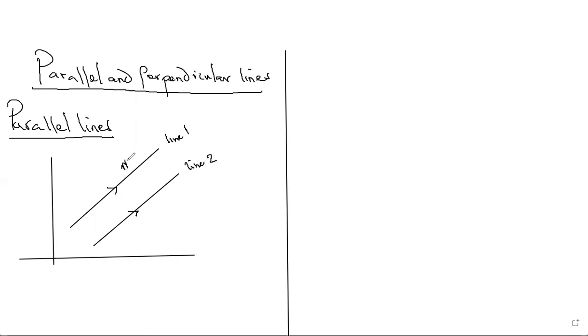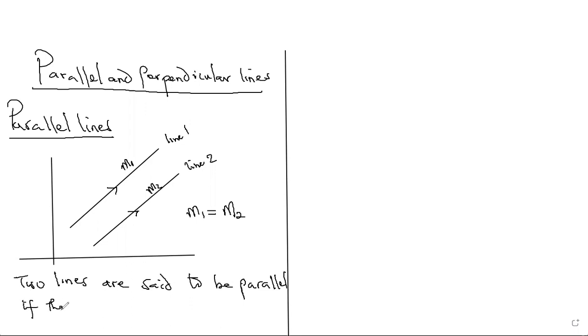So if this line has a gradient of m1, and this one has a gradient of m2, the gradients must be equal. So that's the condition for two lines to be parallel. Two lines are said to be parallel if they have the same gradient. So m1 is equal to m2 for parallel lines.